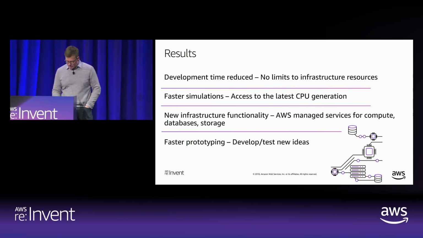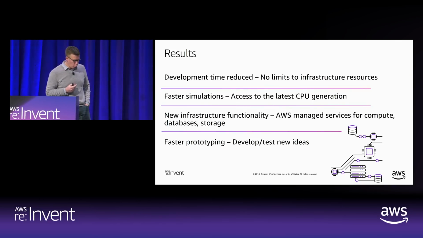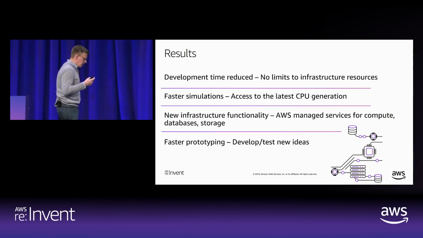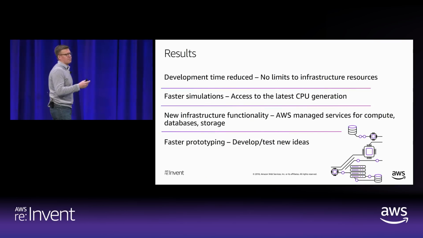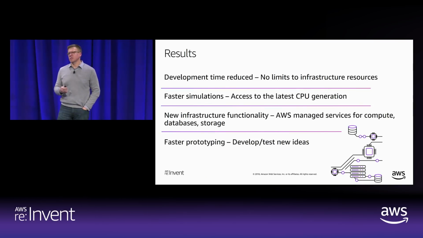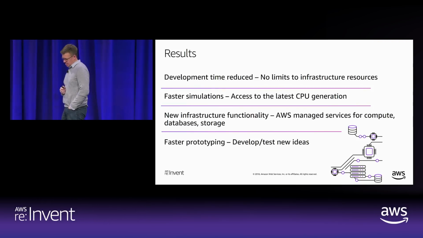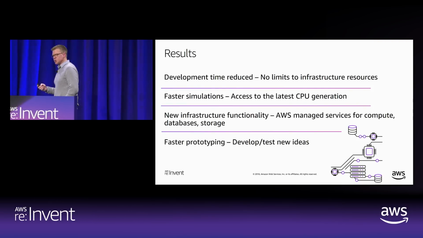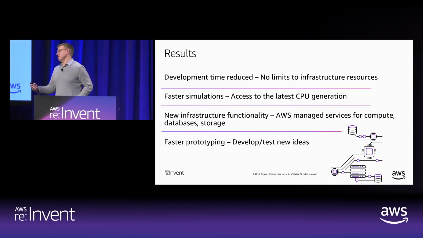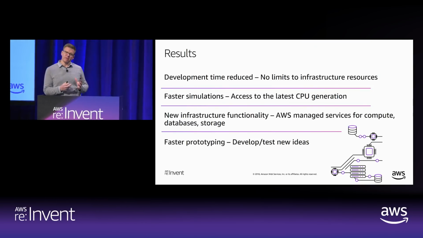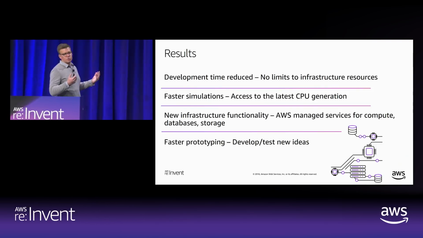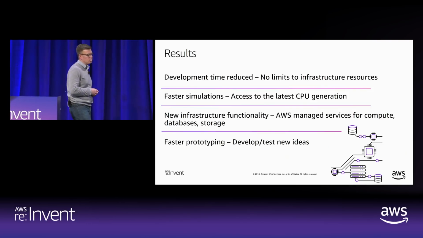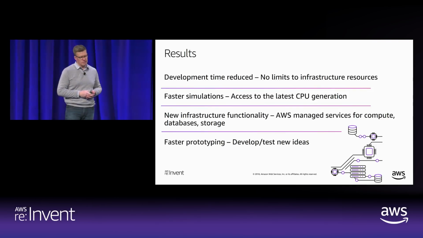Faster prototyping. We found that we could create proof of concepts very quickly in AWS. If someone had an idea and we wanted to try it out, we could scale out a VPC, give them something to try, and then shut it down when they're done. So develop and test some new ideas.